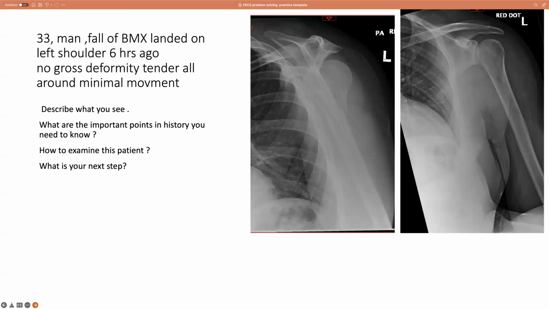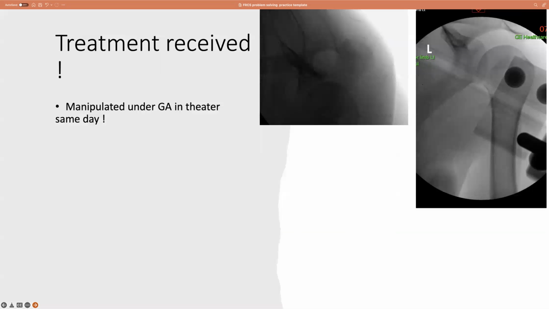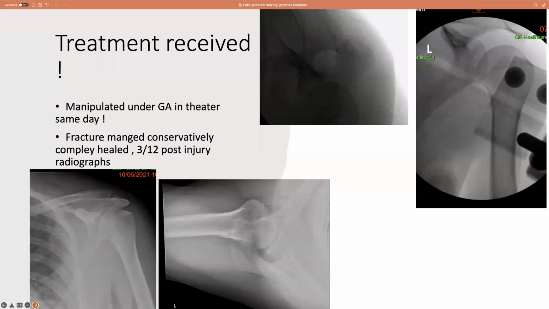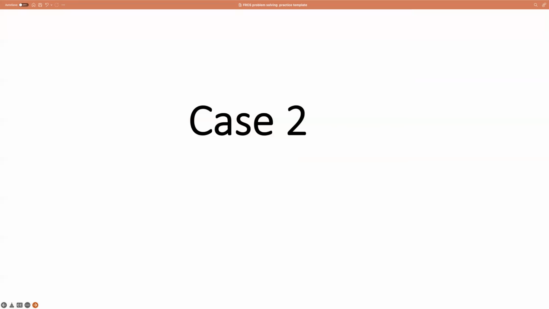What is your next step? How to follow up this patient? Treatment received. Patient had manipulation under GA in theater on the same day. Fracture managed conservatively, completely healed 3 months post-injury. These are the radiographs.